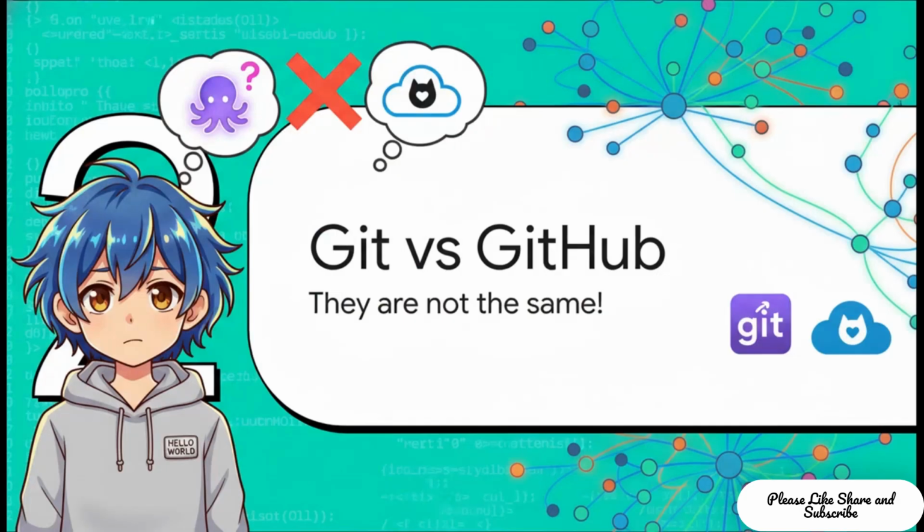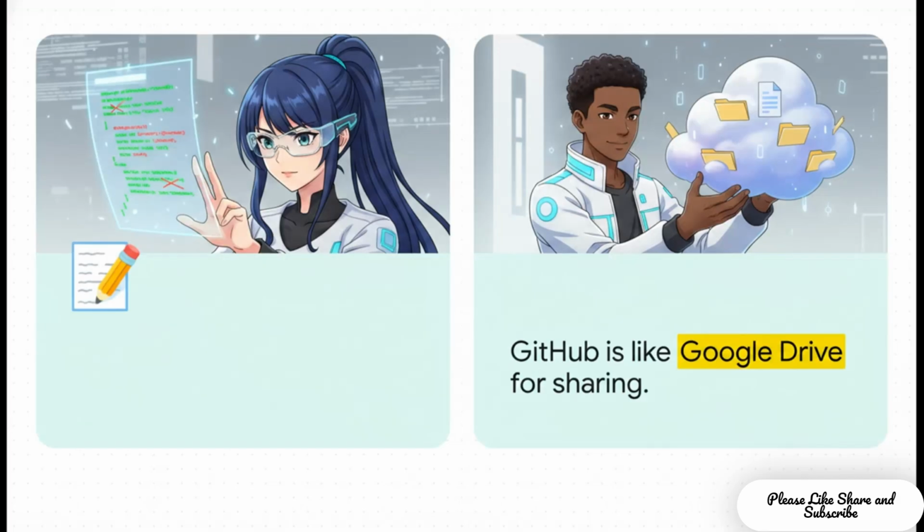Moving right along to section 2, Git versus GitHub. We really need to clear up a massive confusion right now. Especially for freshers, Git and GitHub are definitely not the same thing. Let's use a real-world analogy here. Think of Git as the underlying track changes tool inside a Microsoft Word document. It's the actual software running locally on your machine, quietly tracking what gets typed and deleted. On the other hand, GitHub is like Google Drive. It's the cloud platform where you actually back up, host, and share that document with your entire team.